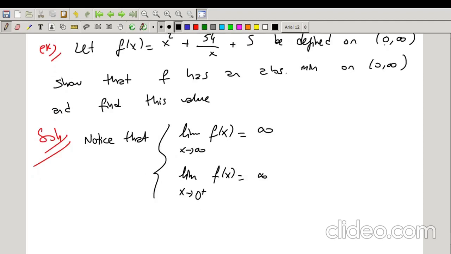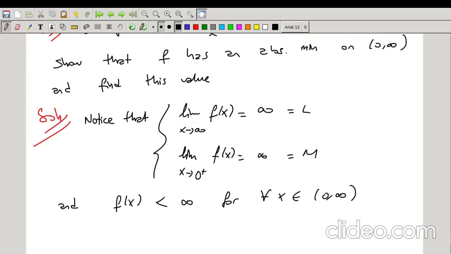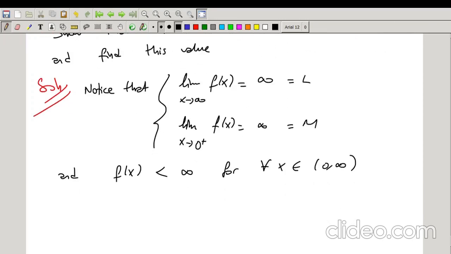Notice that both are, so this is my L, this is my M in that case. And f of x is smaller than infinity for all x in the interval 0 to infinity. If you put any value of x in the function f, you will see that it is a finite number, except at infinity and 0. For any u between 0 and infinity, remember the theorem. So somewhere here u exists, and this f of u will be smaller than the L and M numbers. These are infinity.